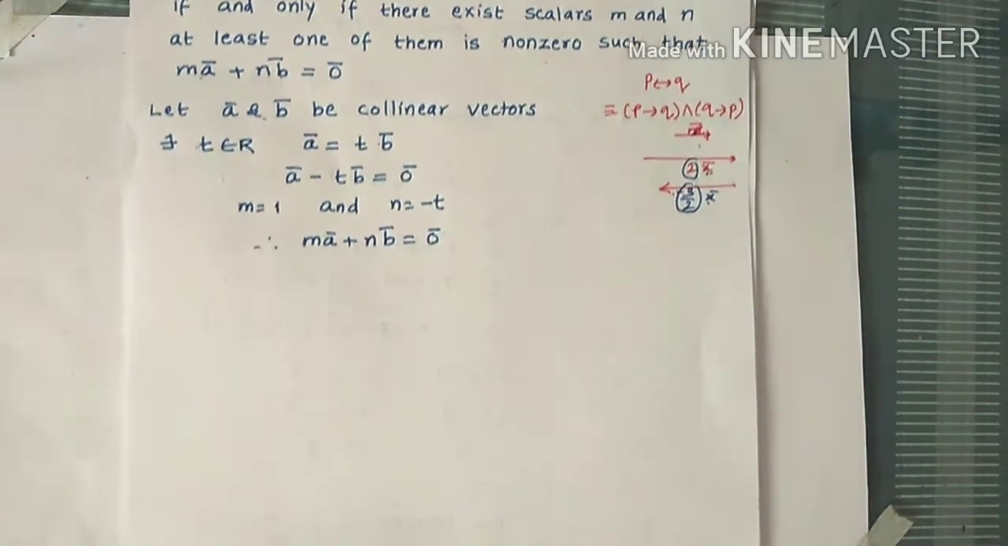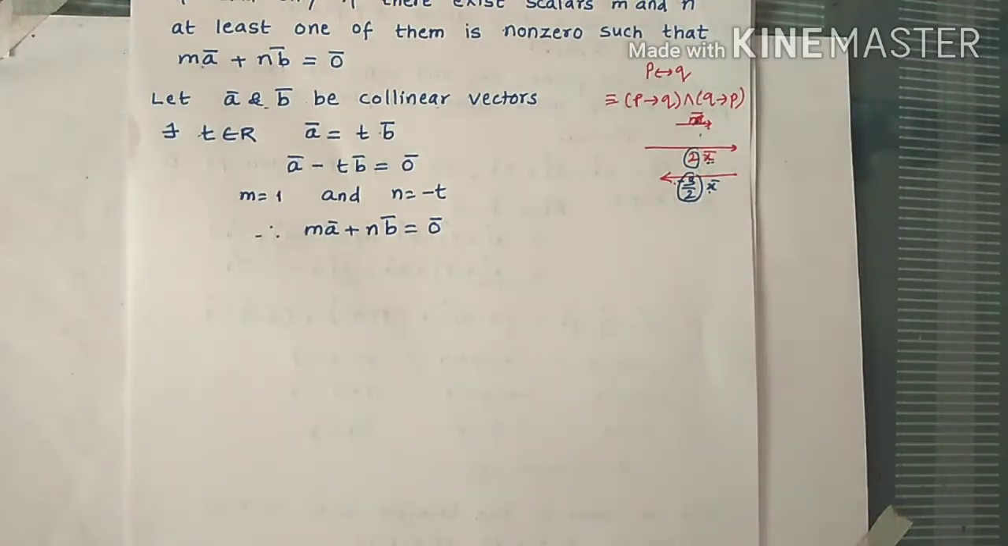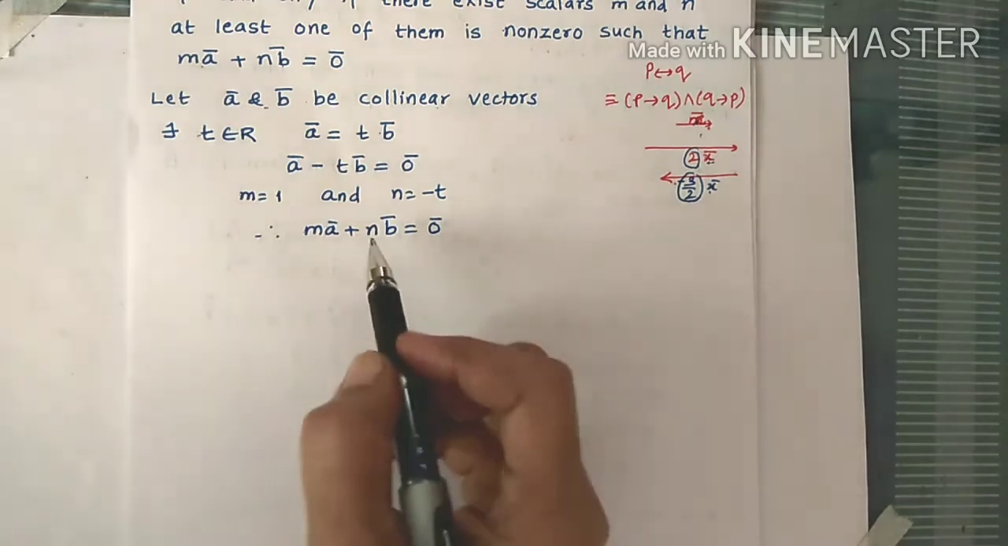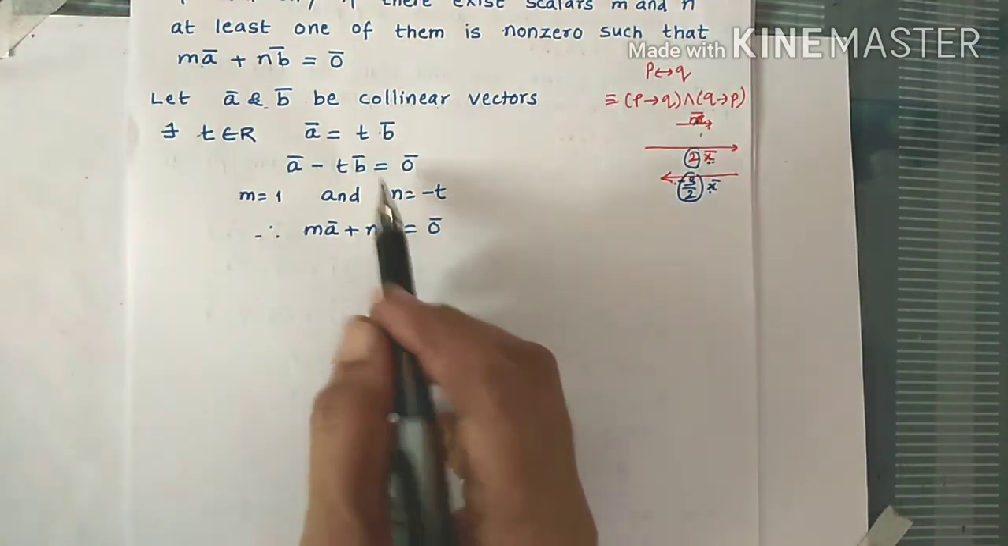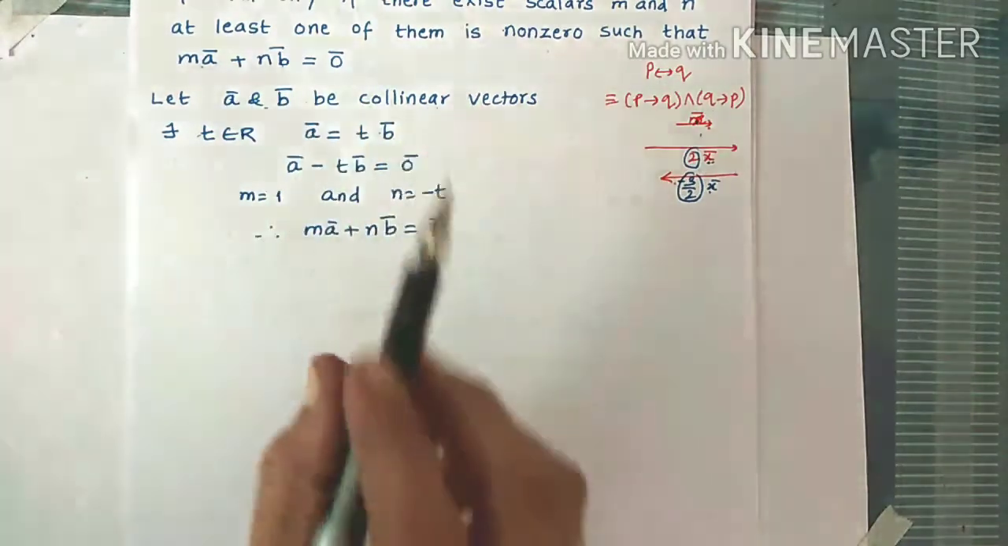So this is the only if part. That means considering two vectors collinear, we get this condition. Now conversely, let's start with this condition, and we have to prove that those two vectors are collinear.